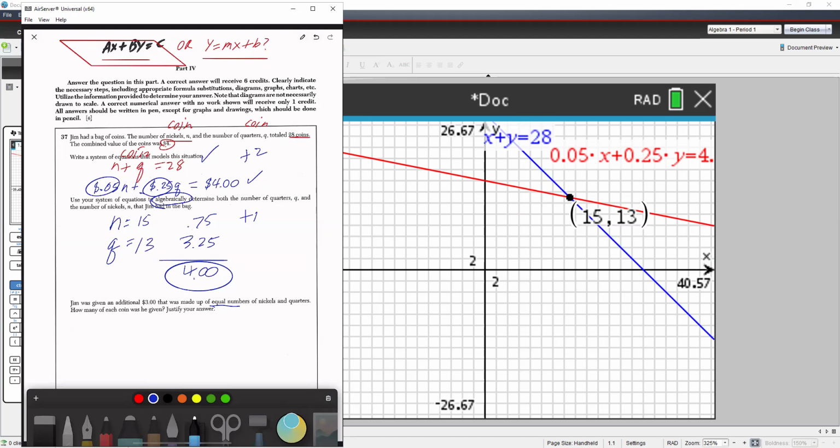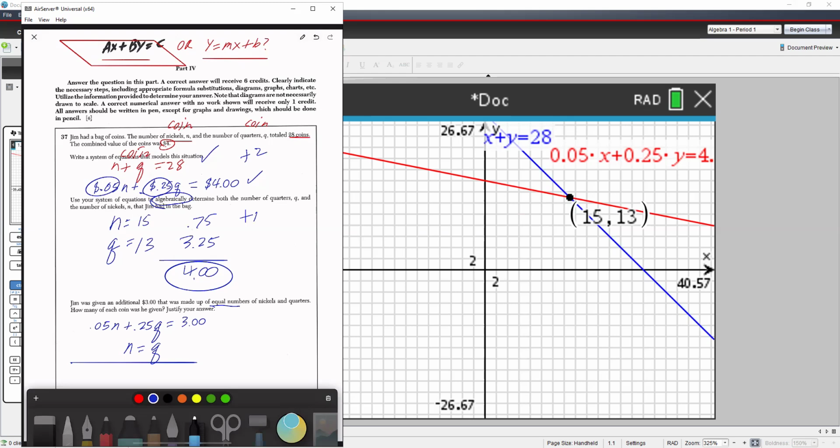So we would say 5 cents times N plus 25 cents times Q. Now it's equal to $3, right? Now, here's the key for this one. They told us that we have an equal number of quarters and nickels. So we can say N has to be equal to Q. The number of nickels has to be equal to the number of quarters. Now, we can take this, we can graph it, and we can find the N and the Q.